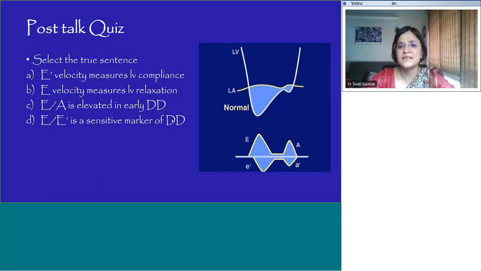So somebody says D and somebody else also. I'm pretty happy with that. Let me just quickly refresh it for everybody. So E velocity across the mitral valve reflects relaxation normally.